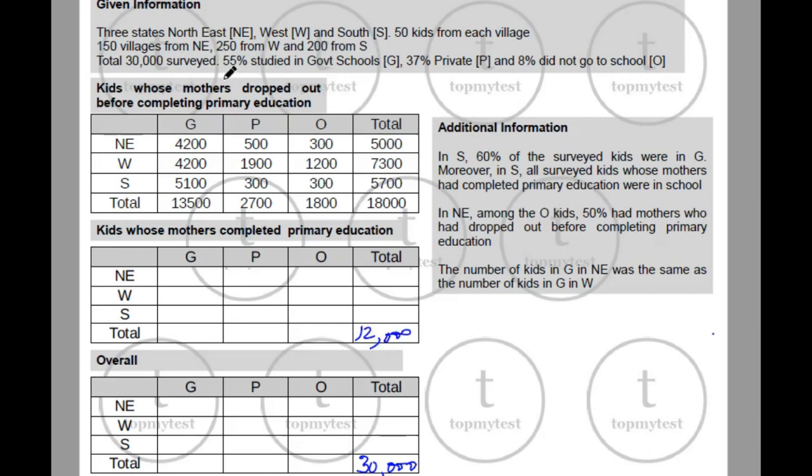Now it also says 55% studied in government schools. This is of all the 30,000. 55% of 30,000. 50% will be 15,000. 5% will be 1/10 of 15, which is 1,500. So 55% will be 15,000 plus 1,500, which is 16,500. 8% did not go to school. 8% of 30,000 will be 2,400. That's pretty easy to calculate.